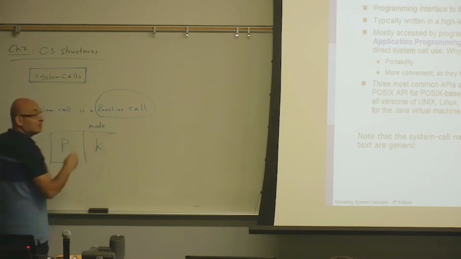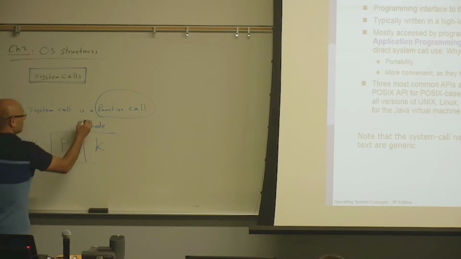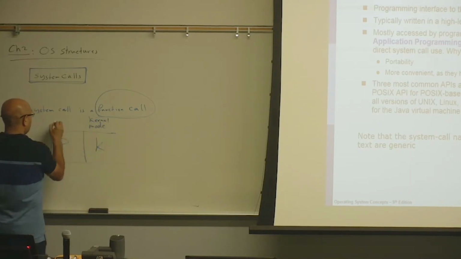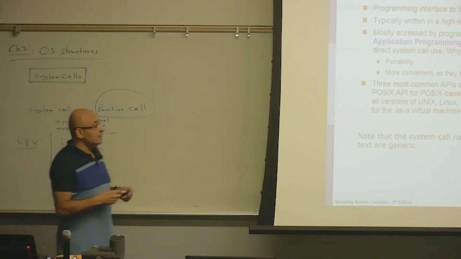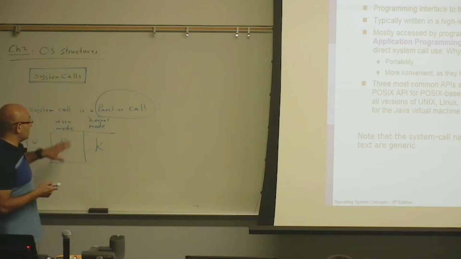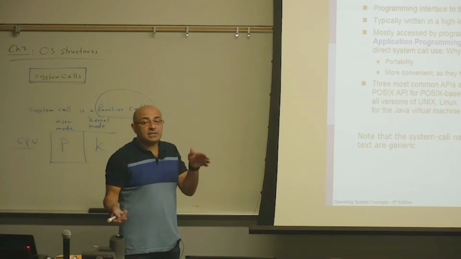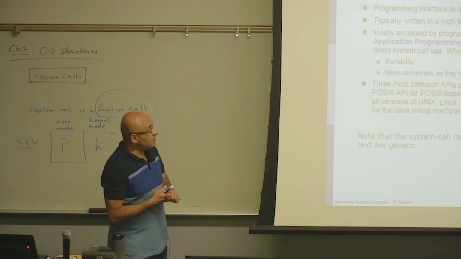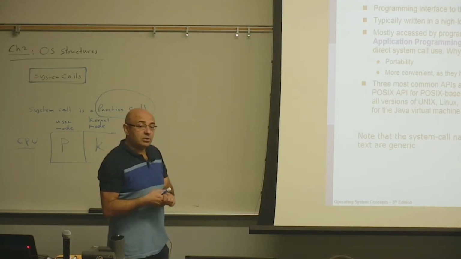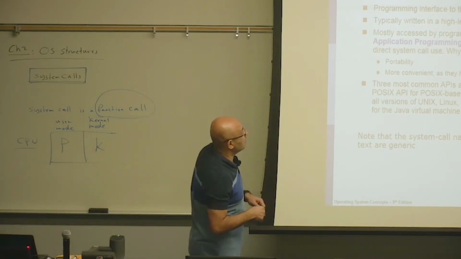Remember the mode? When we talked about the mode bit, the hardware mode bit, the mode is going to change from user mode to kernel mode. This is kernel mode, this is user mode. So making a system call will result in this change, which means now the kernel is in charge and the kernel is going to execute the implementation of that function. So it will perform that service and then it will return the results to the application program.